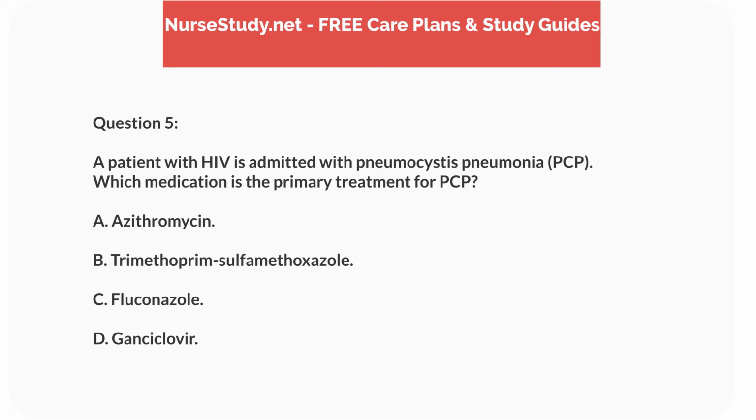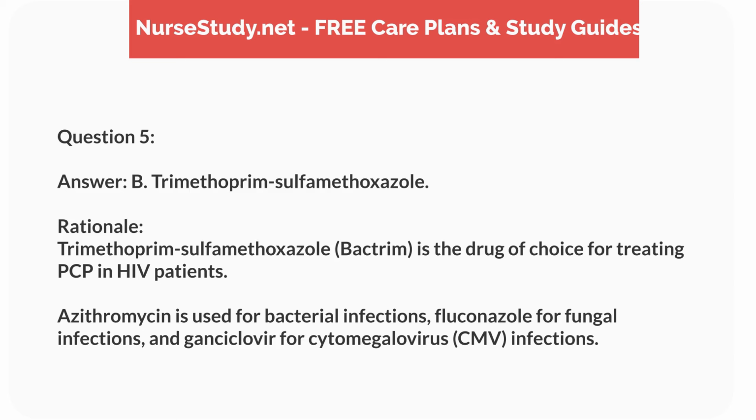Question 5. A patient with HIV is admitted with pneumocystis pneumonia, PCP. Which medication is the primary treatment for PCP? A. Azithromycin. B. Trimethoprim sulfamethoxazole. C. Fluconazole. D. Ganciclovir.